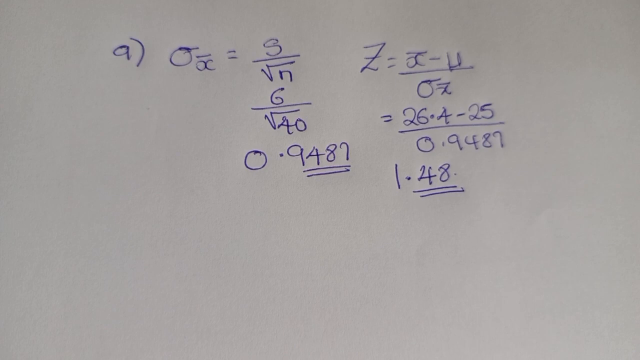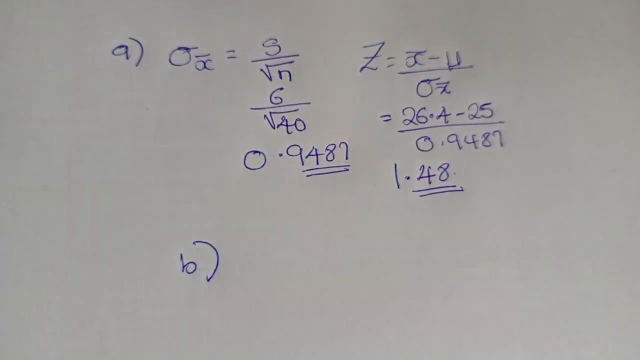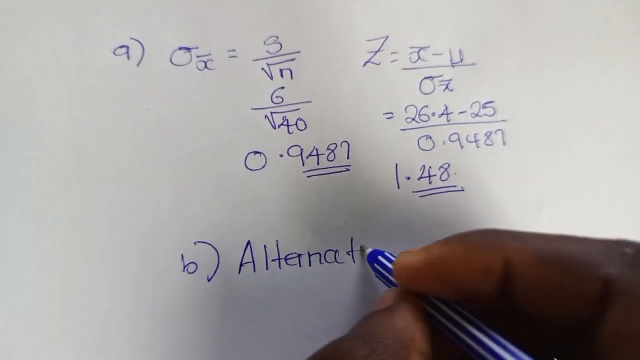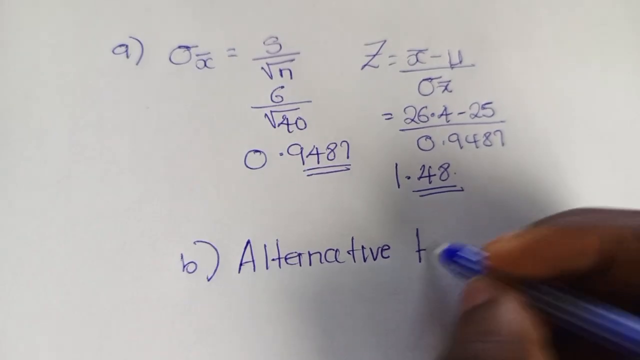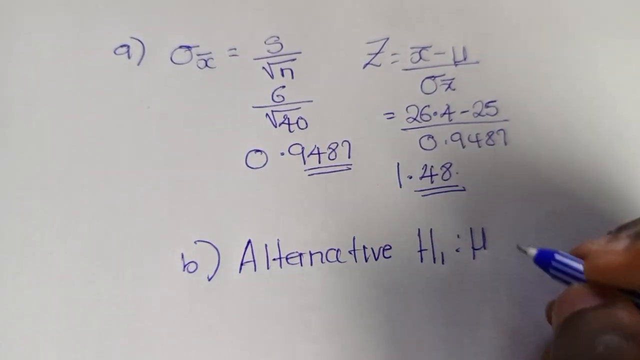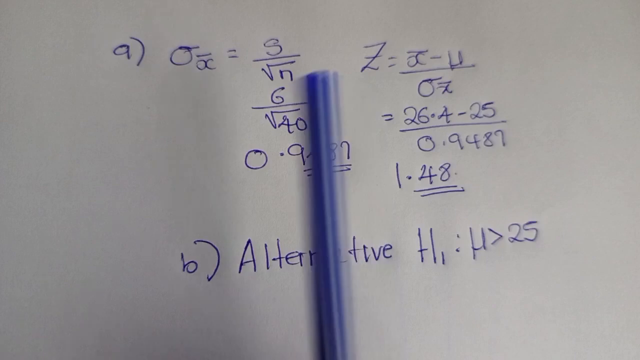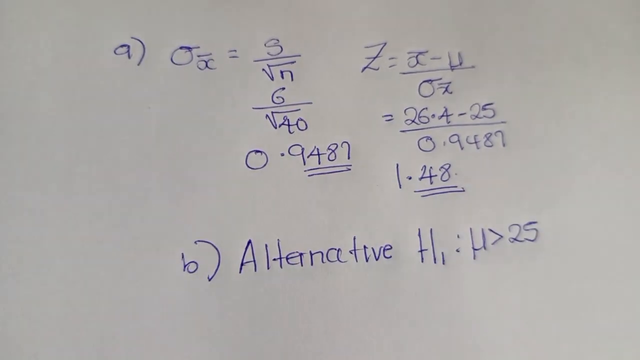So this is the test statistic value which they wanted. Then the second question wanted you to calculate the p-value. Before you calculate the p-value, you need to understand what tail test this question is looking at. For that, you look at the alternative hypothesis. The alternative hypothesis, H1, signifies that the population mean is greater than 25. Which means you are dealing with greater values, so this is a right tail test.